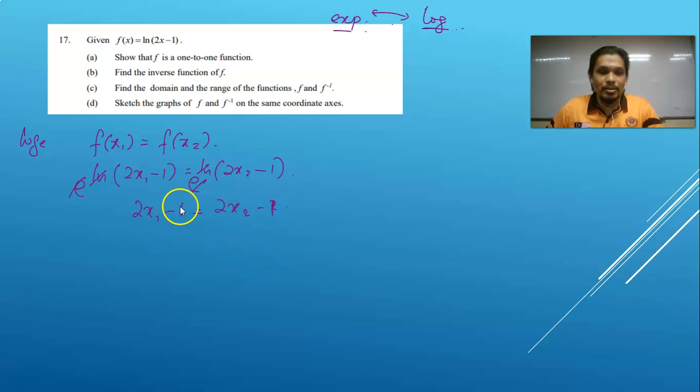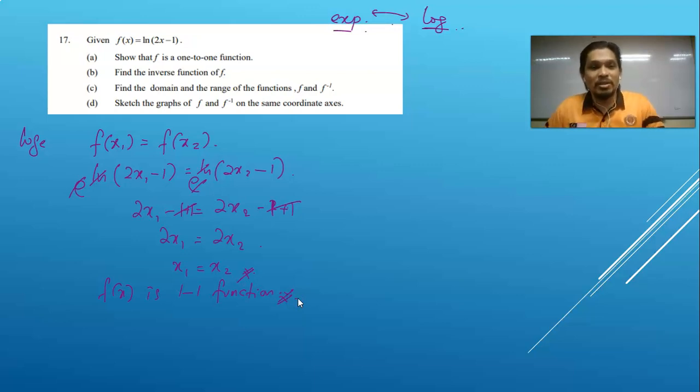So plus 1 here and plus 1 there. You get 2x1 equal to 2x2, divide by 2 left and right, then you get x1 equal to x2. So f(x) is a one-to-one function. Clear.